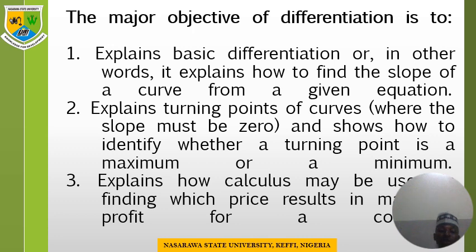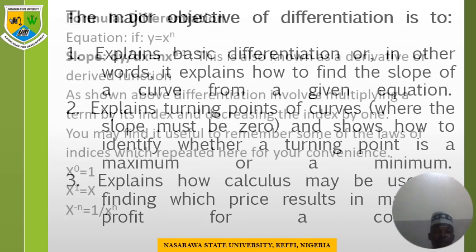The second objective of differentiation is to explain the turning point for a curve, where the slope must be zero, and show how to identify whether a turning point is a maximum or minimum. Another objective is to explain how calculus may be used in finding which price results in a maximum profit of a company. All these are the objectives of differentiation as a topic for our first week discussion.